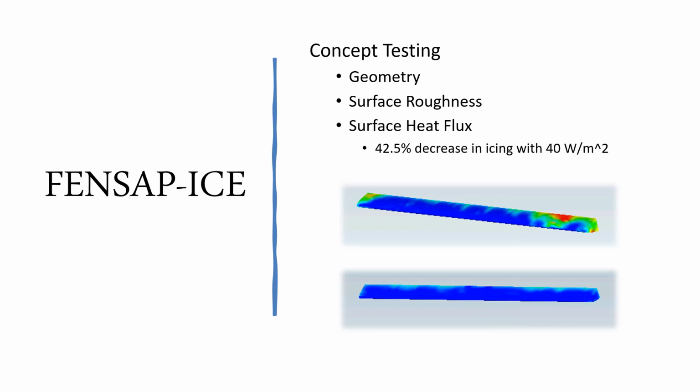In the images below, we can see a comparison between a non-heated leading edge and a leading edge with a heat flux of 500 watts per meter squared applied. The red area indicates places where more than 3 centimeters of ice has accumulated, versus the dark blue areas represent areas where no ice has accumulated.